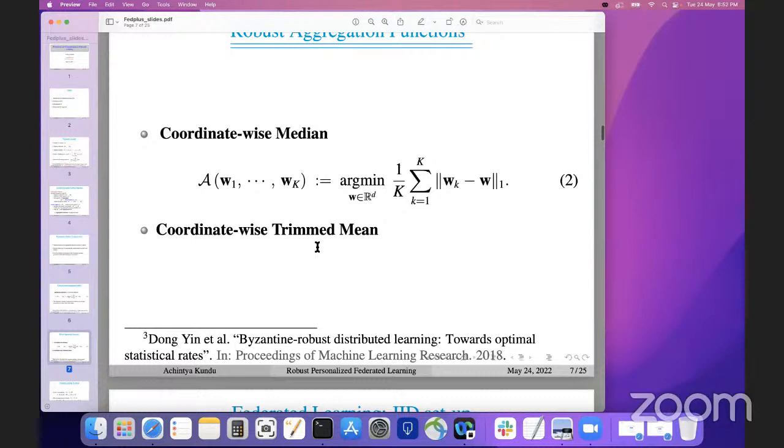Yeah, so we can look into the details of it. The main issue here is proving convergence using the robust aggregation methods, not proving the robustness of this aggregation method. All right, thanks.